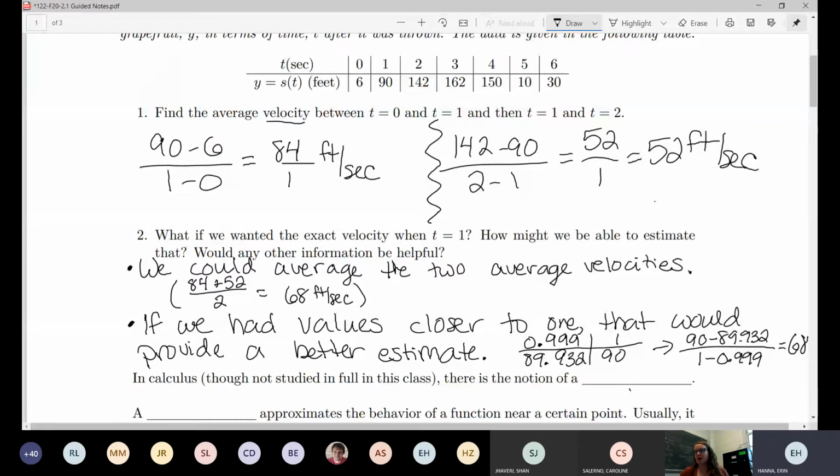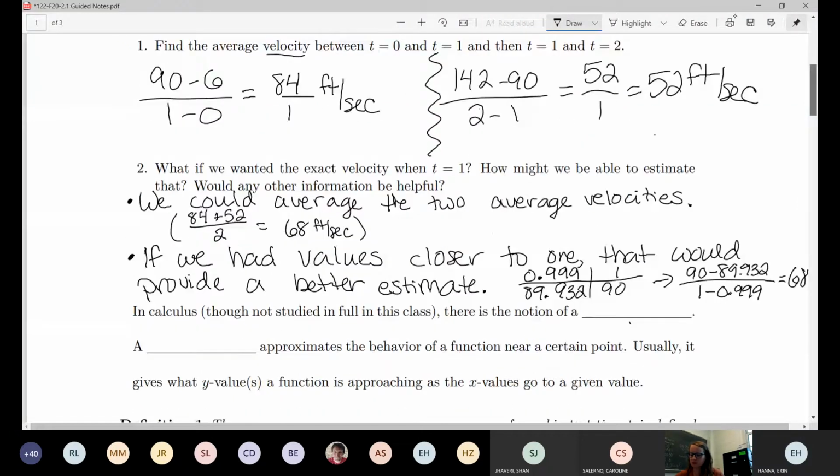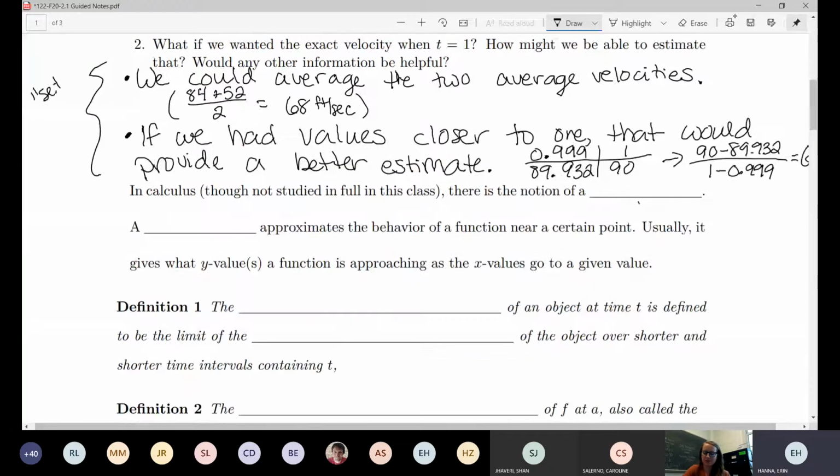The 0.999 and the 89.932 I pulled out of the air. They would be given to you. You would not be finding them. I just spoke them into existence. Again, I'm just trying to set us up here, and we'll see some actual full calculating examples in a second.